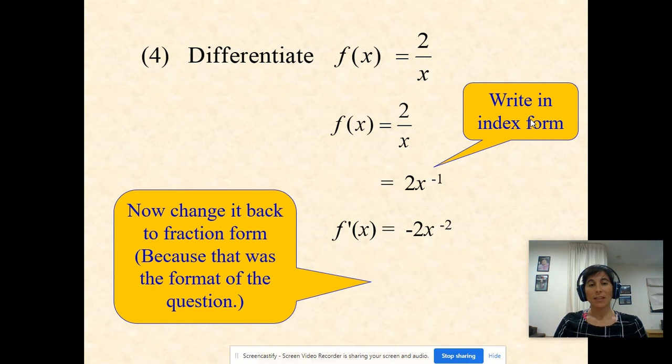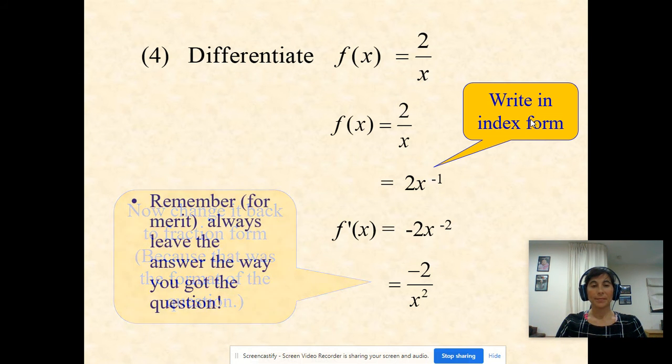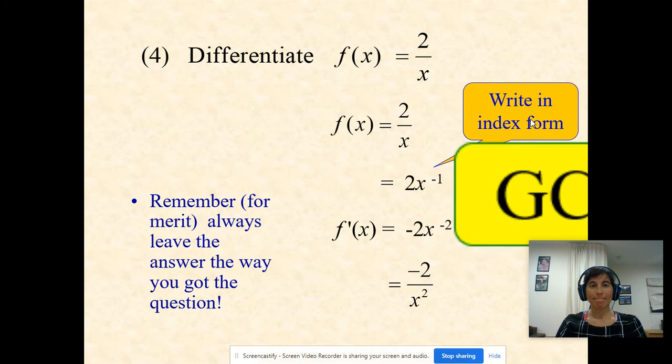So that's our answer. However, let's turn it back into the same format we were given, which had a positive index on the x term. So then we can just pop that x to the power of negative 2 on the bottom line, making it positive. So the correct answer for the derivative is negative 2 over x squared. And a little note there, just saying it's always good technique to do that.